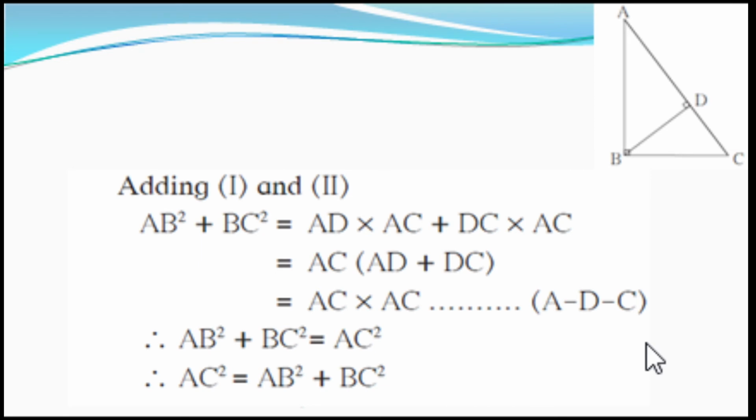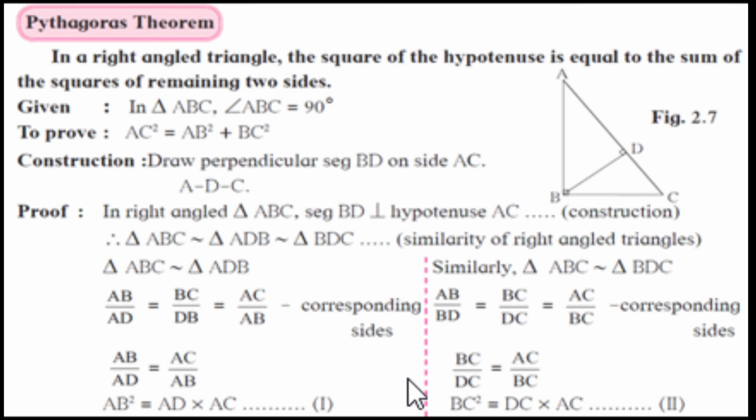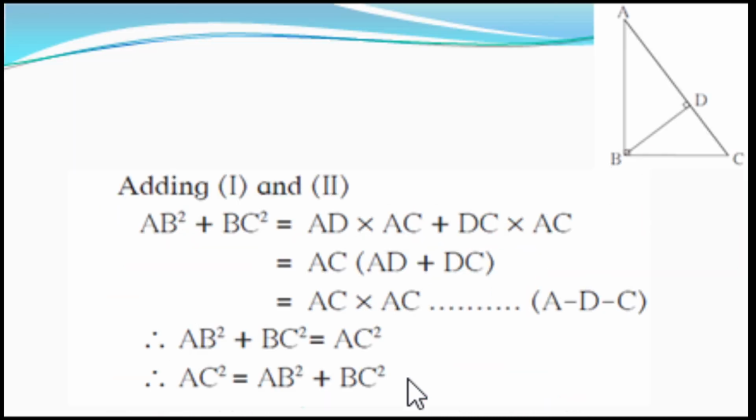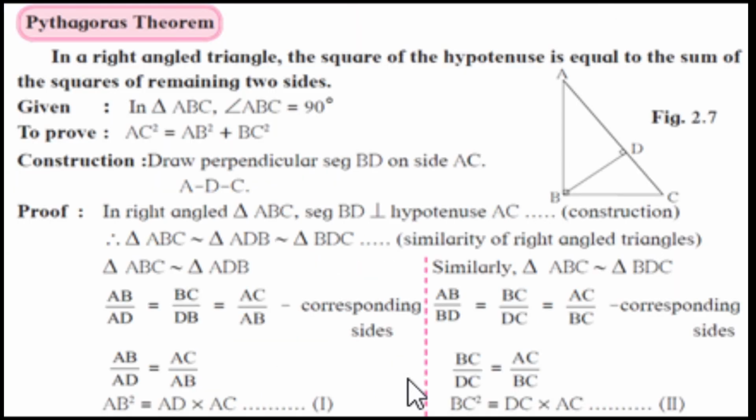Then we add 1 and 2. By adding 1 and 2, we get AB square plus BC square is equal to AD into AC plus DC into AC. Now AC is common, so it is taken outside the bracket. What remains is AD plus DC. But from the diagram, AD plus DC is equal to AC. Therefore AC into AC is equal to AC square, and we get the proof that AC square is equal to AB square plus BC square. This is the Pythagoras theorem. It is asked in the exam and you have to write it in the same manner as given in your textbook.